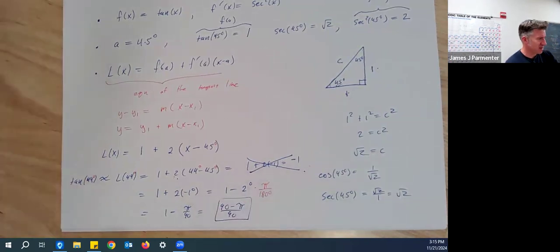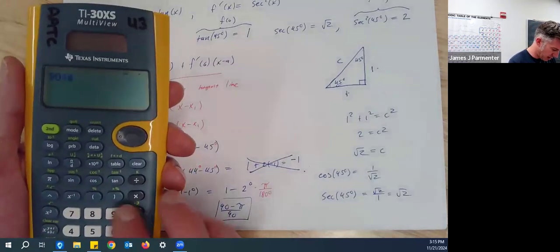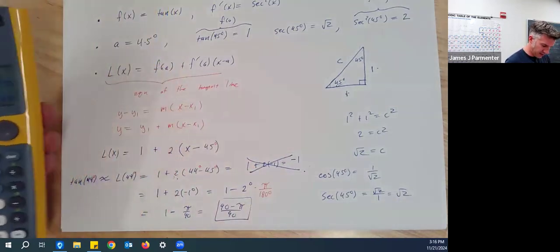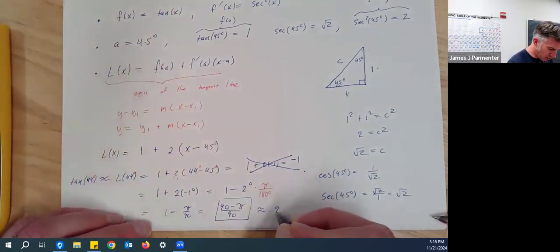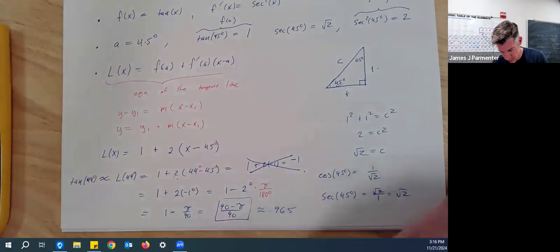You can kind of already see that's going to be pretty close to 1, because it's a number that's almost 90 over 90. But if you actually want to use a calculator, 90 minus pi divided by 90 is about 0.965. A much more reasonable answer, considering the tangent of 45 degrees was equal to 1. So when people do a linearization, specifically for trig functions, they might try to trick you in this way, or at least make you think. They're not going to trick you, they're going to make you think about it. So just be careful there.